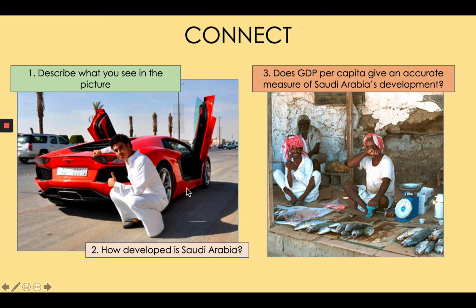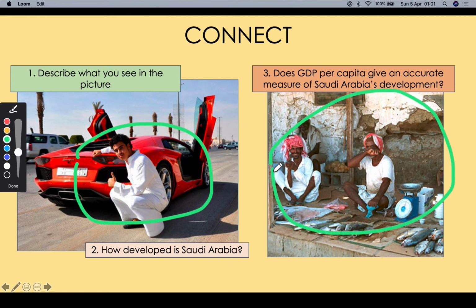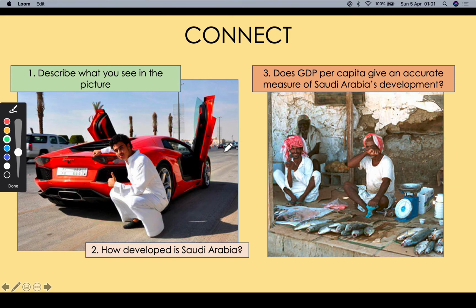You may have answered no to that question, because although this gentleman here looks very rich with his Lamborghini, these people certainly do not. They're selling fish on the street, and from their clothes and the wall behind them you may be able to tell these people are significantly poorer than this man, but they live in the same country. There's a word for this, and the word is inequality. Some people in Saudi Arabia are much richer than other people. We call this inequality, the difference in the amount that people have in a country.